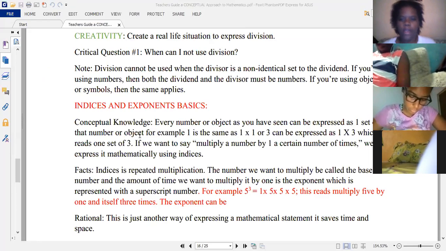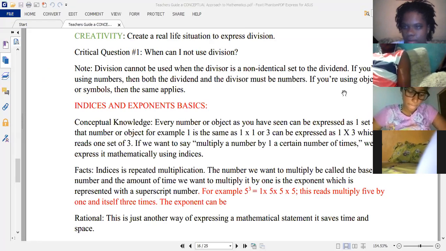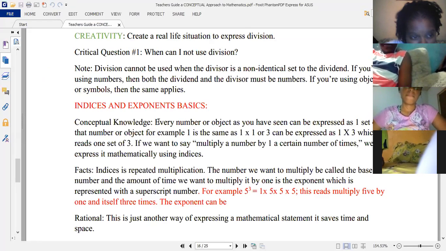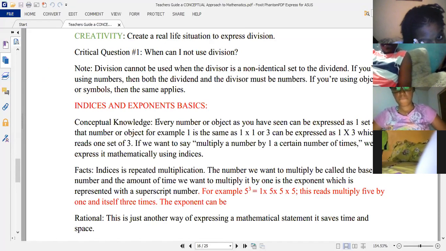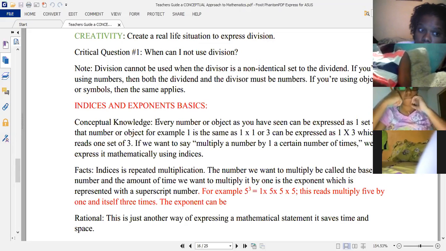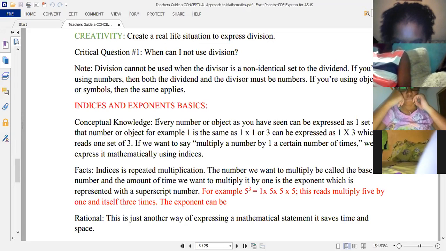All right. Do I have a read up? Indices and exponents basics. Ashandre? Every number or object, as you have seen, can be expressed as one set of that number or object. For example, 1 is the same as 1 times 1, or 3 can be expressed as 1 times 3, which reads one set of 3. If we want to say multiply a number by 1 a certain number of times, we can express it mathematically using indices. All right, stop.